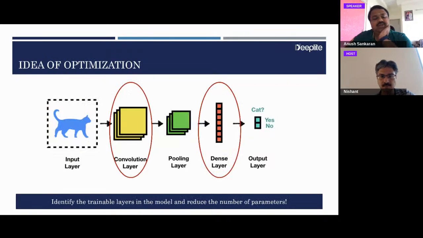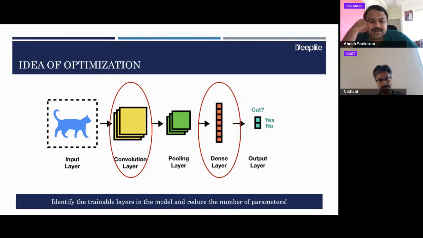Okay, wonderful. So let's quickly go through what is the basic idea of optimization. This is a very toy example of a CNN model. If you look at the model, there's an input layer where an input image is given. There is a convolution layer, pooling layer, dense layer, and output layer. So if you look at this particular figure, the convolution layer and the dense layer are the only two layers in this model that have parameters, or learnable parameters, or trainable parameters. The pooling layer is a simple mathematical function that doesn't learn anything through the architecture.